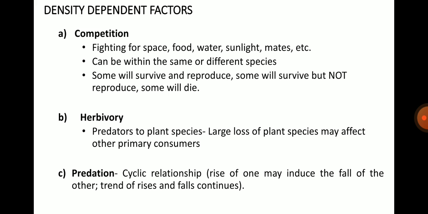Next being predation, where there is always a cyclic relationship between a predator, which is a quite strong and large animal, compared to a prey, which is a small meek organism. During which there is always a rise of one that may induce the fall of the other, that is predator and prey. The trend of rises and falls continues.